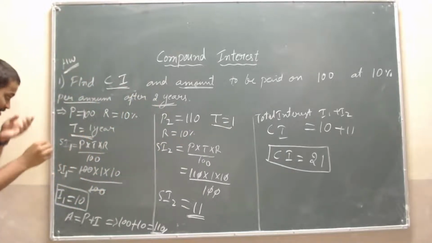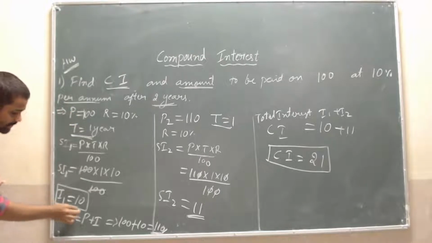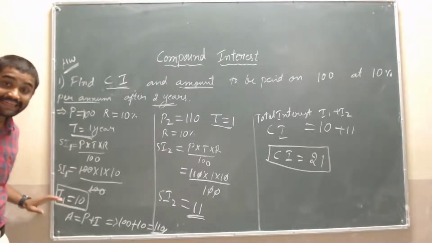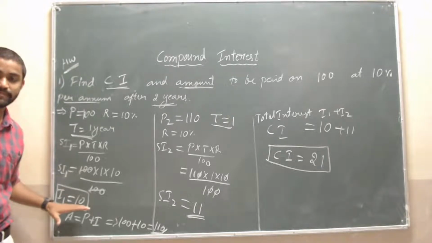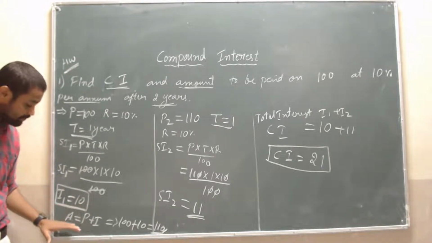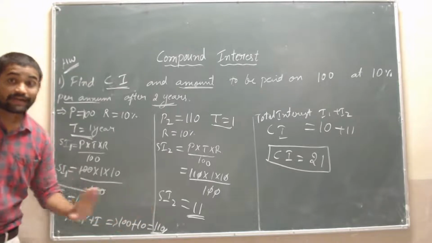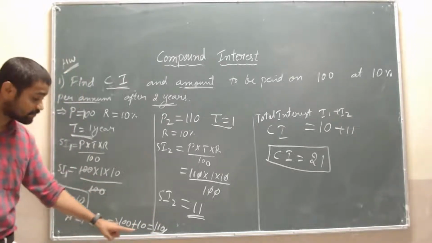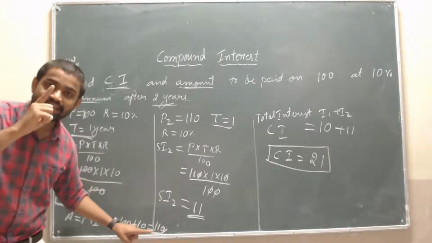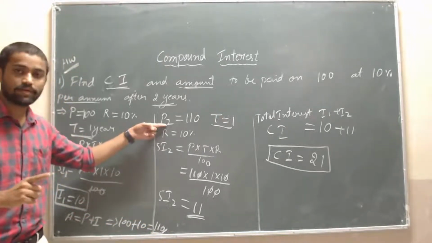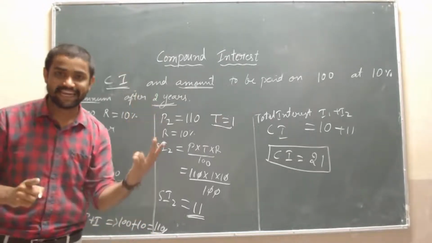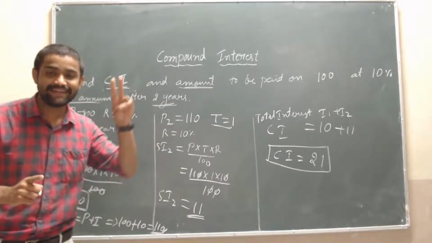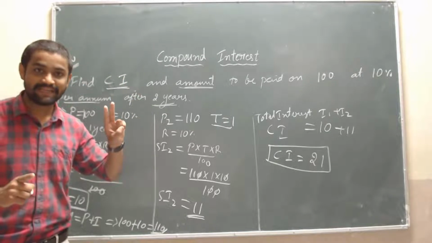Sir, simple interest find out sir. Here we will get the I1, that is interest for first year is 10 rupees, and the amount we will get is 110 rupees. So this point is very important. Amount we will get is 110 rupees, and that becomes the principal amount for second year, isn't it? That is the main important thing in compound interest, isn't it?